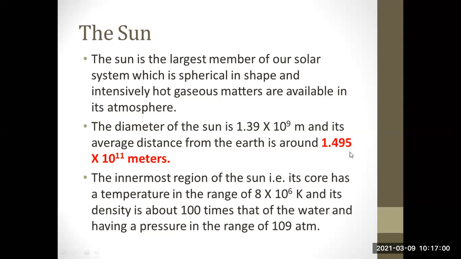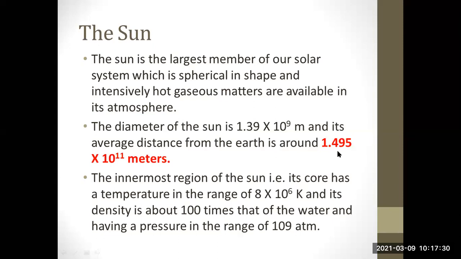From this slide, you have to remember this point: the average distance between the earth and the sun is around 1.495 × 10^11 meters. Again, we are going to utilize this fact for the calculation of the solar constant. So I want you to write down this constant value. The average distance between the earth and the sun is around 1.495 × 10^11 meters.